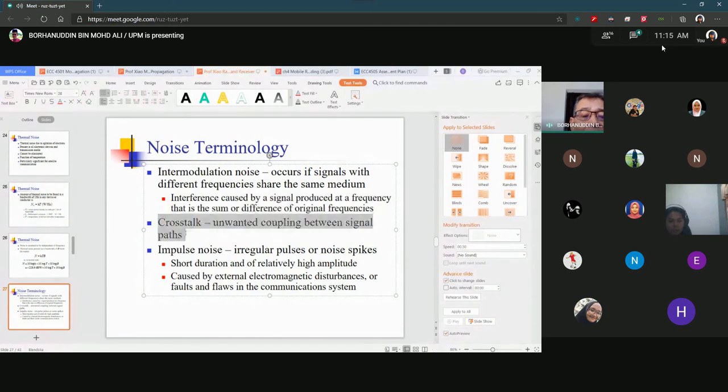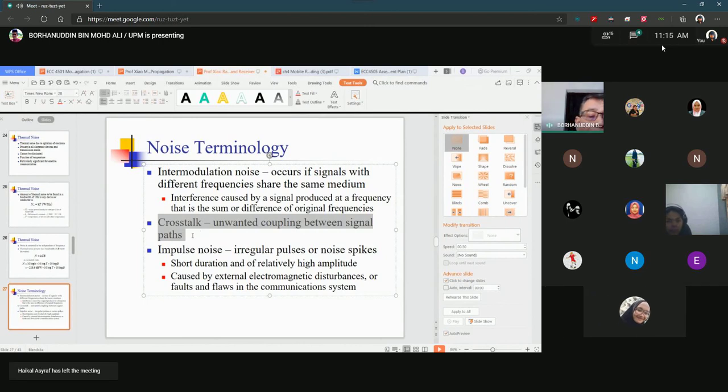And then crosstalk. Crosstalk is almost like intermodulation, but in this case, it just interferes. It doesn't modulate. So the signal from your adjacent channel gets coupled into the main channel. This is called unwanted coupling between signals. Particularly if you're talking about transmission cables, if one cable is not properly shielded, the electromagnetic field from one cable can cross over to the next cable and cause interference, which is called crosstalk.